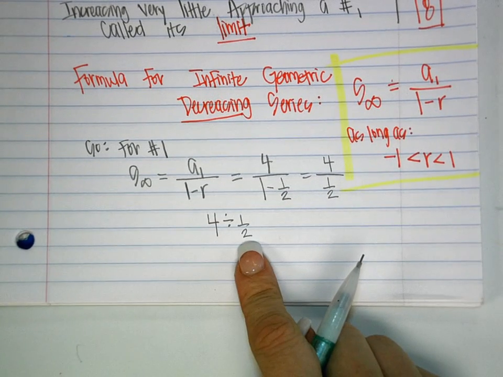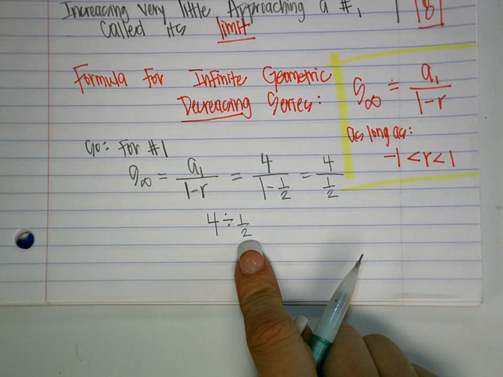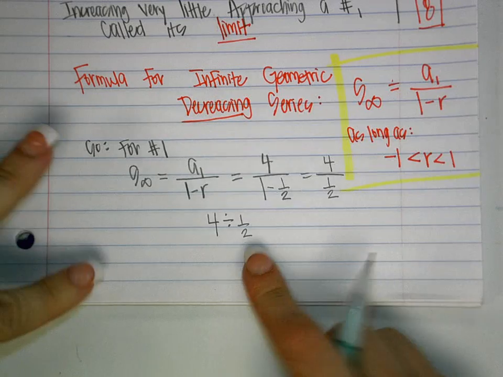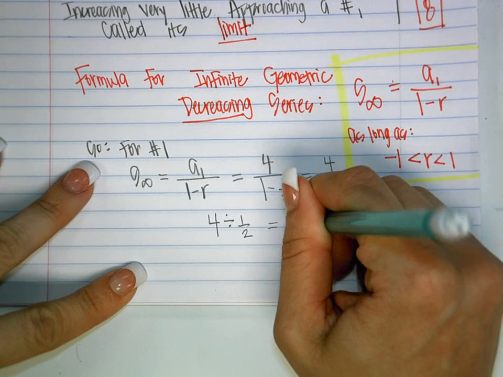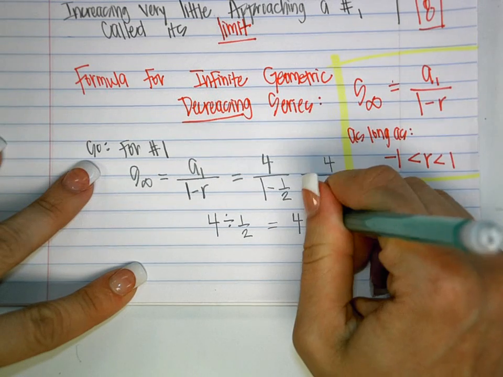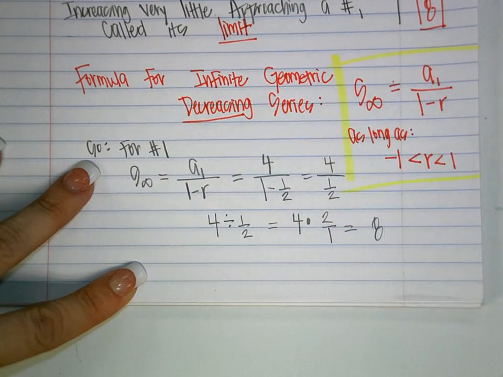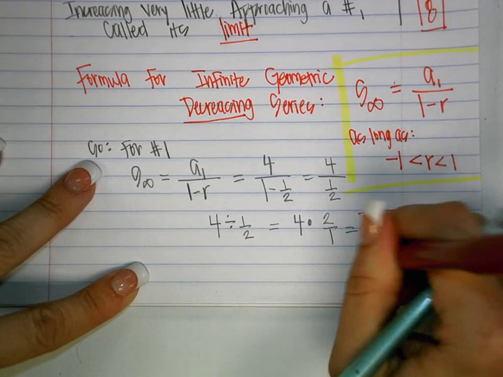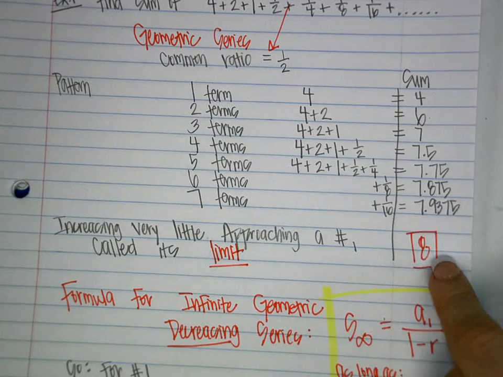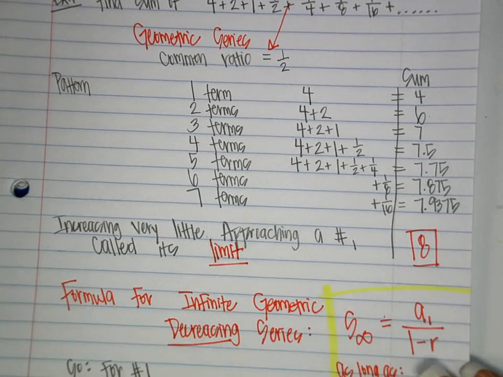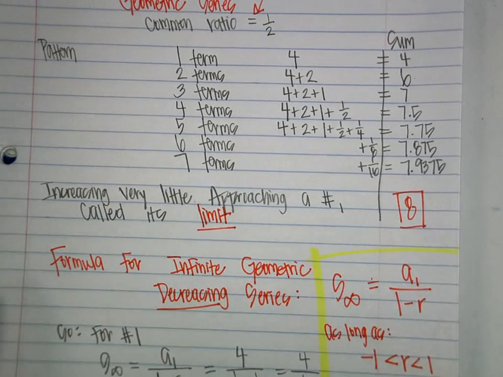How do you divide by a fraction? Dividing by a fraction is the same thing as multiplying by its reciprocal. So this is really the same as 4 times the reciprocal of 1/2, which is 2 over 1. You multiply those together, and 8 is our answer. So if you use this formula correctly, you do not have to write out every single term and figure out what it's getting closer and closer to. That's why we want this formula, because otherwise it's a giant pain. We don't want to do that.